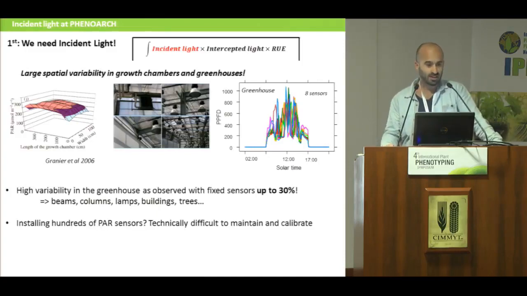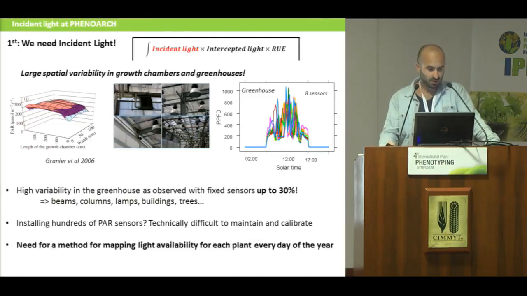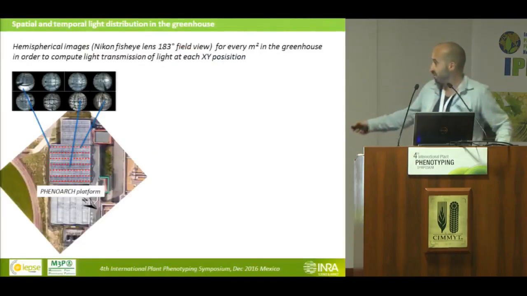One of the solutions would be installing hundreds of PAR sensors, but our technicians will not be very happy because this will be difficult to maintain and to calibrate. So what we have done is to develop a method for mapping this available light for every day of the year. Here we have our greenhouse.